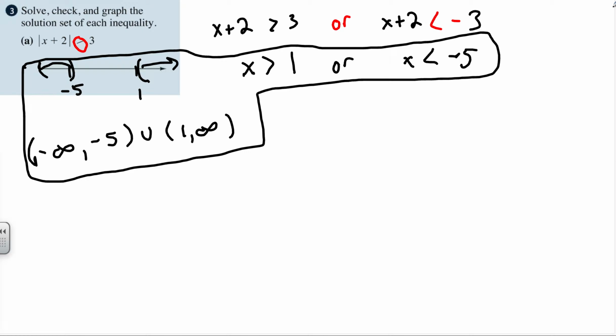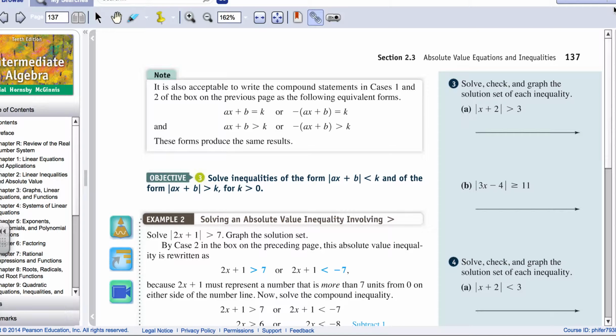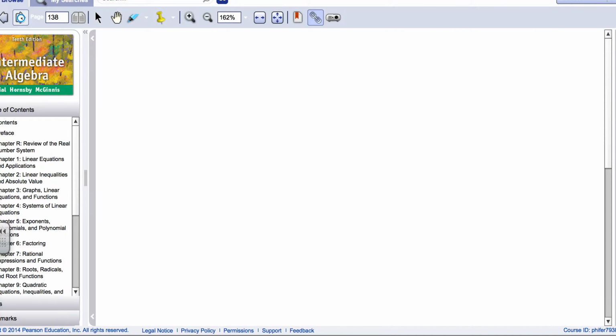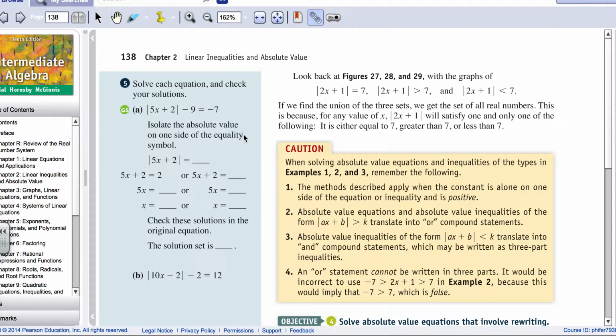Okay, I'm just going to put this little caution in there. I'll let you go through this on your own. And then we'll go through this example.